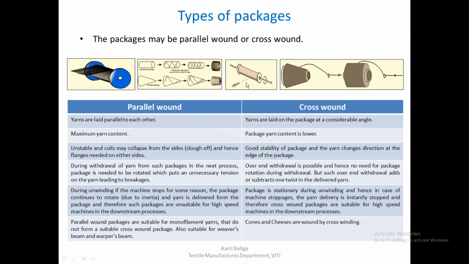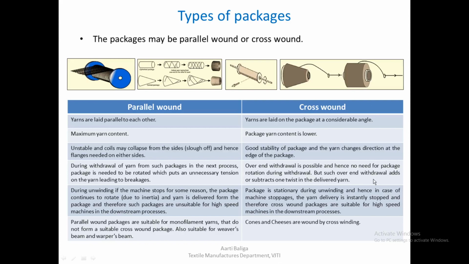As you can see, the package needs to be rotated, which puts an unnecessary tension on the yarn leading to breakages. When you are pulling this whole package, whatever weight this package may be, it will keep rotating along as the yarn is being pulled, and a lot of tension is being put on the yarns, which might lead to breakages. Whereas as far as cross-wound packages are concerned, over-end withdrawal is possible, and hence no need of package rotation during withdrawal. You can see the package is stationary and the end is just withdrawn over the edge or over the end.